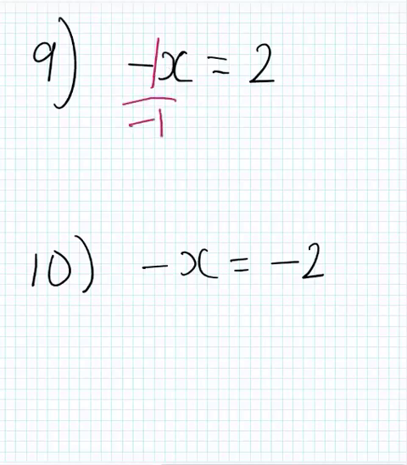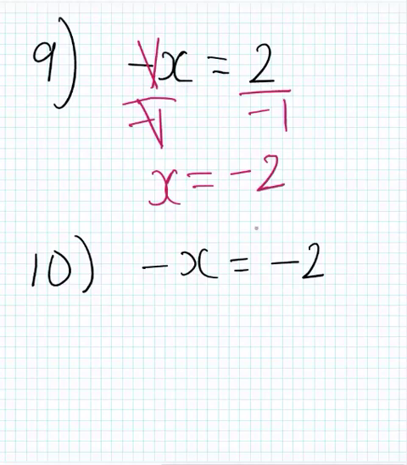And of course, divide the 2 by the negative 1. The negative 1 and negative 1 will cancel here, and we end up with x will be equal to 2 divided by negative 1, which is negative 2. Now, we'll come back to this in a second. Let's try this one down here.